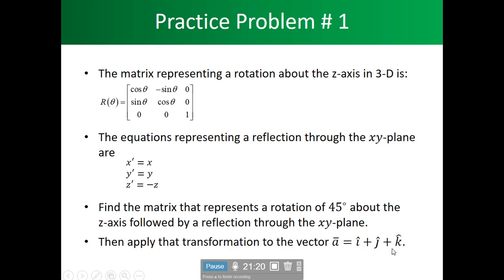Then apply the transformation to the vectors i, j, k. Okay, so I believe this will be our first break that we're having.